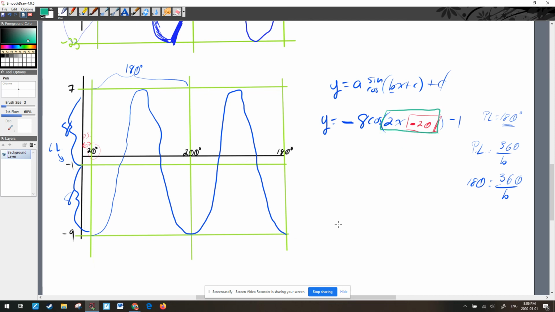Well, look what would happen if I did that. 2x minus 20 is equal to 0. I'm going to move that over. So we'd have 2x equals positive 20. I'm going to divide by 2. And I get x equals 10. Oh, crap. We just found that the phase shift would have been 10 degrees to the right, but I needed it to be 20 degrees to the right.